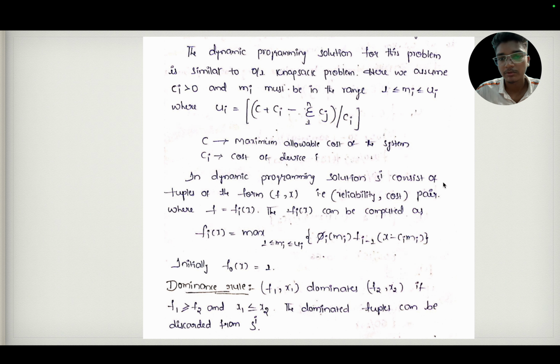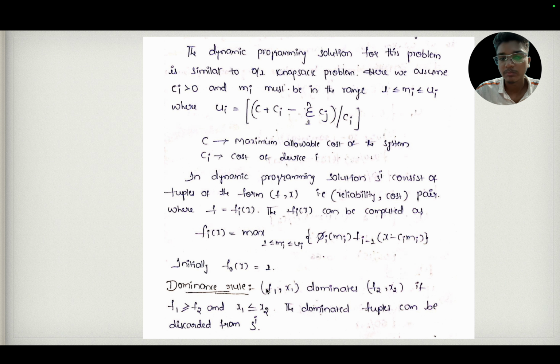In the dynamic programming solution, Si consists of tuples of the form (f, x), that is, reliability and cost, where f is the reliability and x is the cost, where f equals fi of x. The fi of x can be computed as the maximum over 1 less than or equal to mi less than or equal to ui. This is the formula for fi of x. Initially f0 of x equals 1.